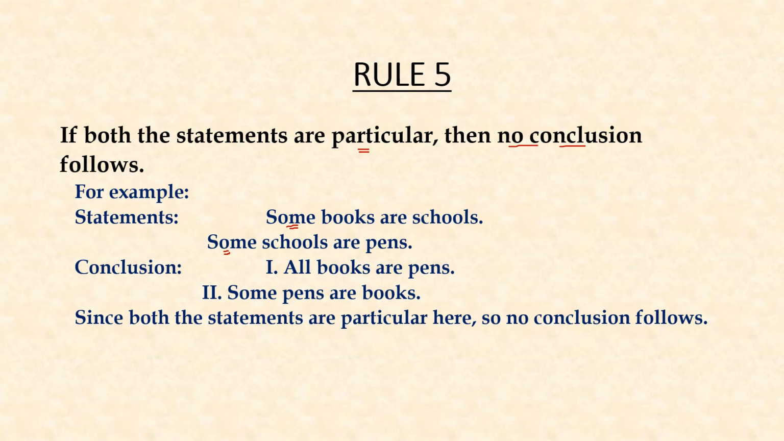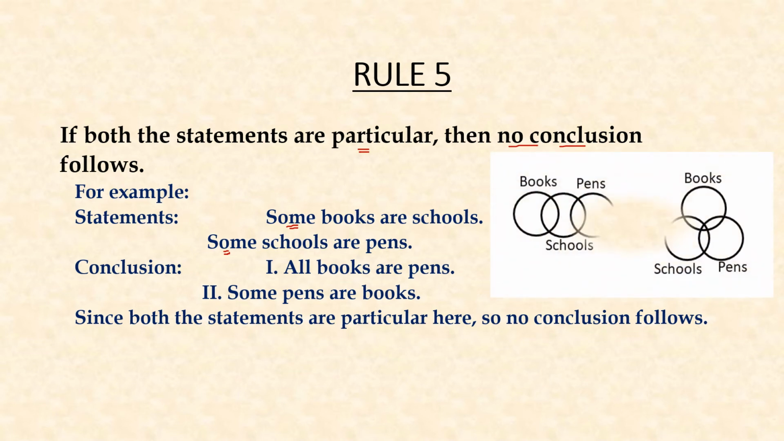So over here we see that the statements given to us are particular statements. Some books are schools, some schools are pens. So obviously from the rule, no conclusion should follow. So let us check this with the help of Venn diagram. So the Venn diagram here shows you that some books are schools. So this part is being overlapped between books and schools. And some schools are pens.